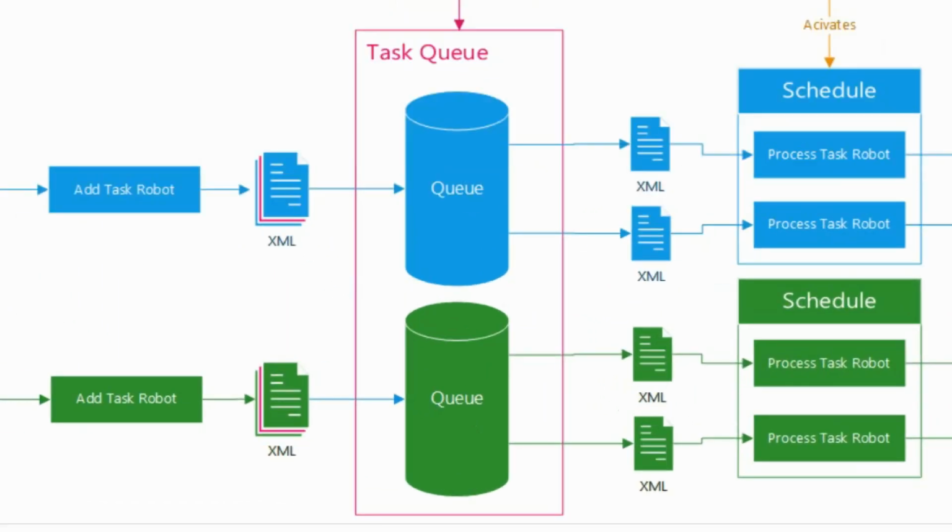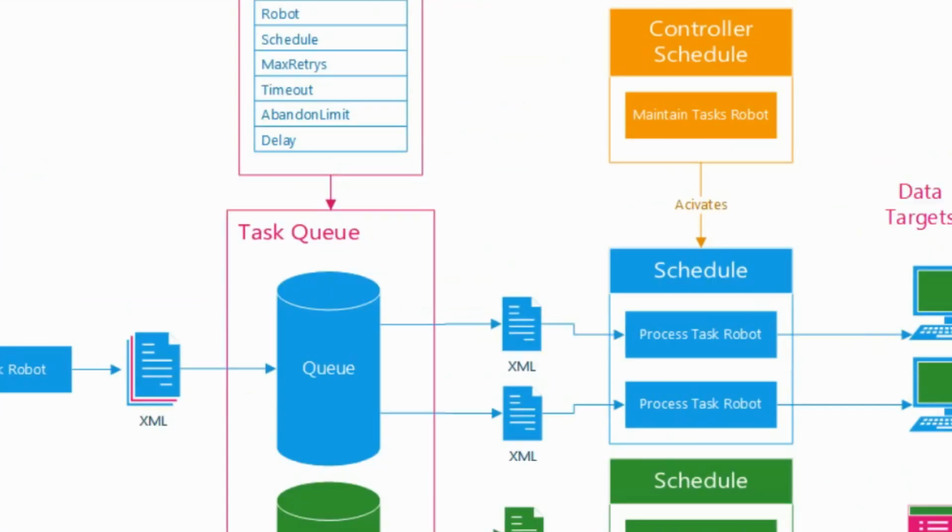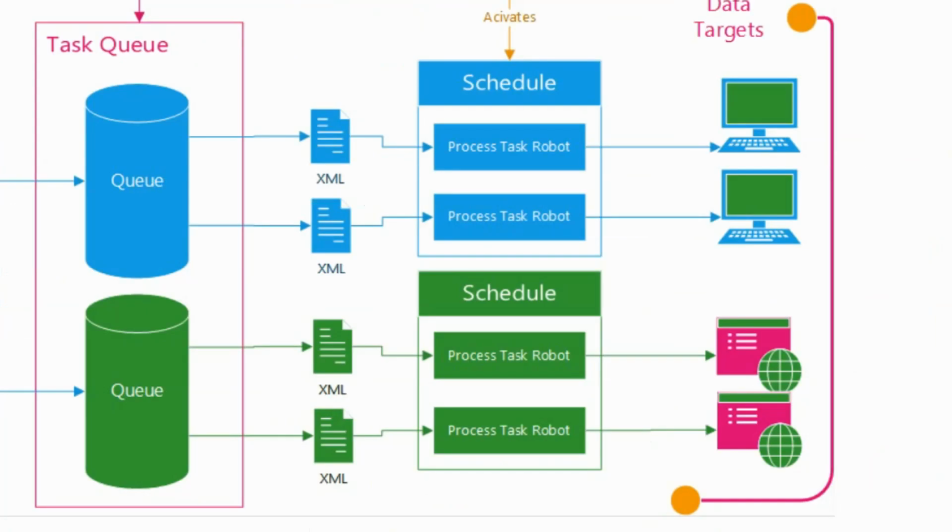The centerpiece of the framework is a database that must be a Microsoft or MySQL database. And we can provide multiple queues in this database by providing different task configurations. In a configuration, you will associate a schedule to a queue, and the schedule will hold the process task robots that are responsible to execute these from the queue.